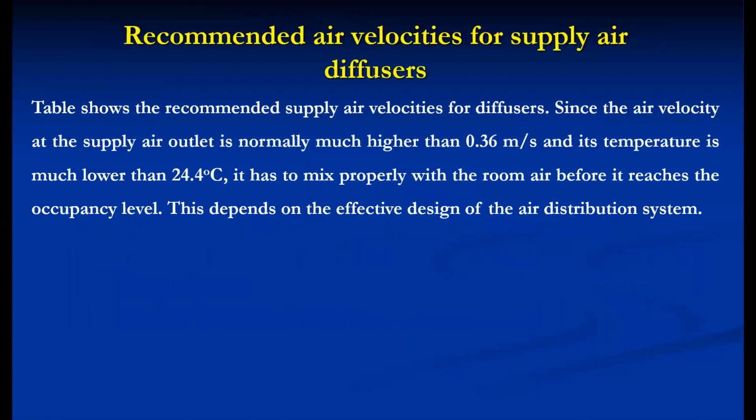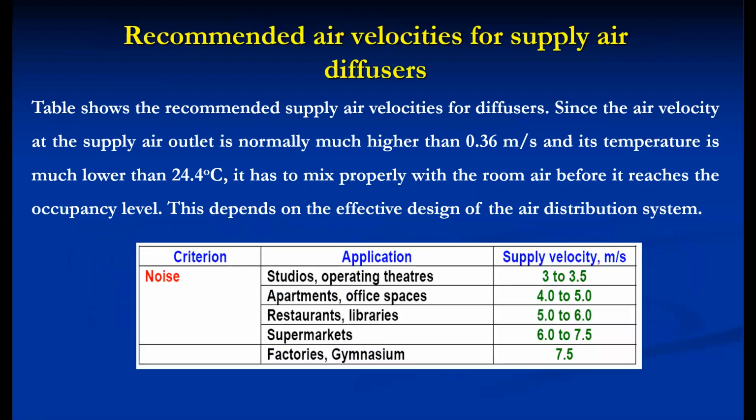Now the recommended velocities for supply air diffusers. The table shows the recommended supply air velocities for diffusers. Since the air velocity at the supply air outlet is normally much higher than 0.36 meter per second, it is recommended to have 0.36 meter per second velocity in the room. But the supply air outlet velocity is much higher than that, and its temperature is also much lower than 24.4 degrees Celsius. It has to mix properly with the room air before it reaches the occupancy level. This depends on the effective design of the air distribution system.